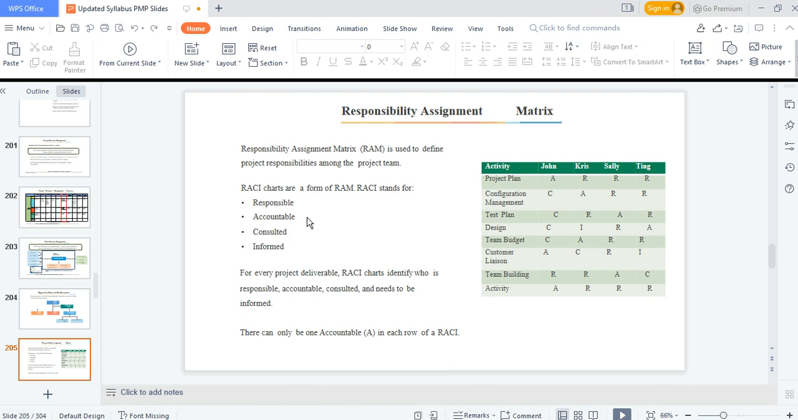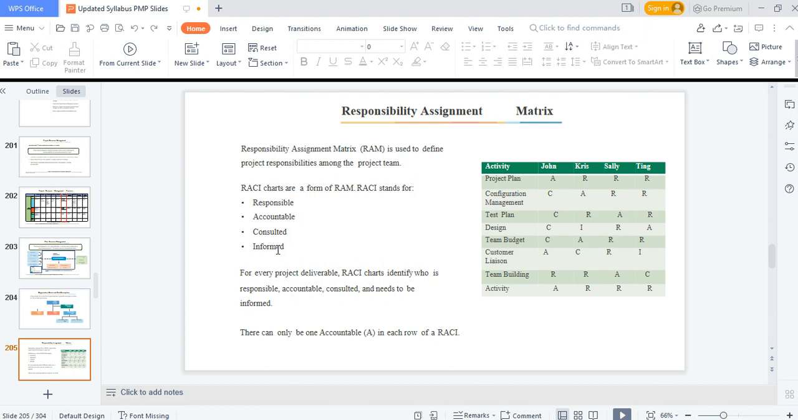Now they will call the RACI chart, right? So it's called the responsibility assignment matrix. If we have different tasks or different activities, the question is, how do we assign them to people? There are different forms. Somebody can be responsible for something, somebody can be accountable for something, somebody can be consulted for something, somebody can be informed.